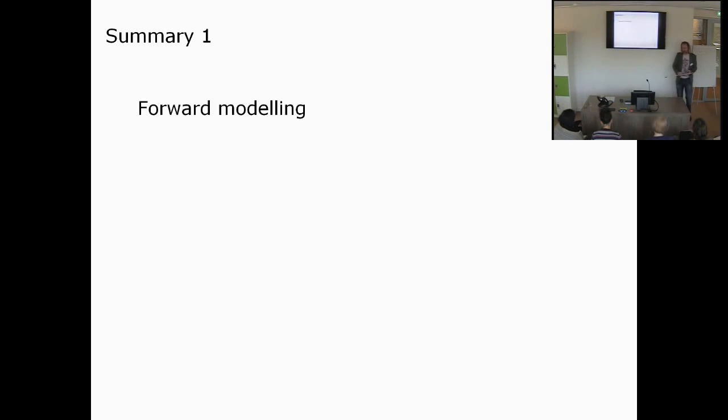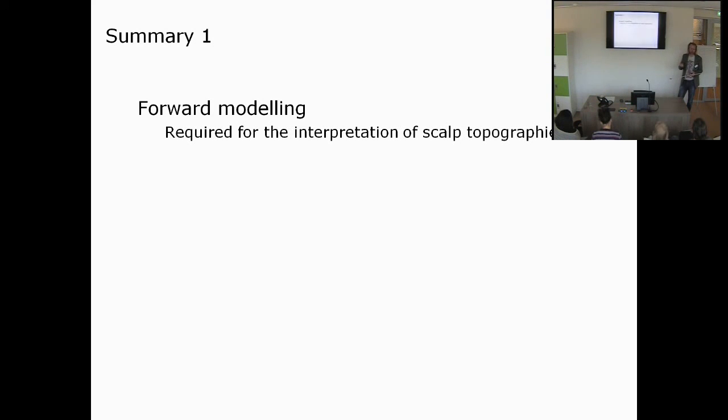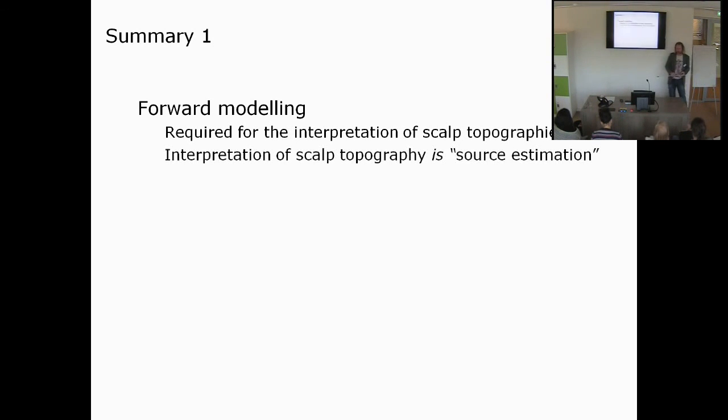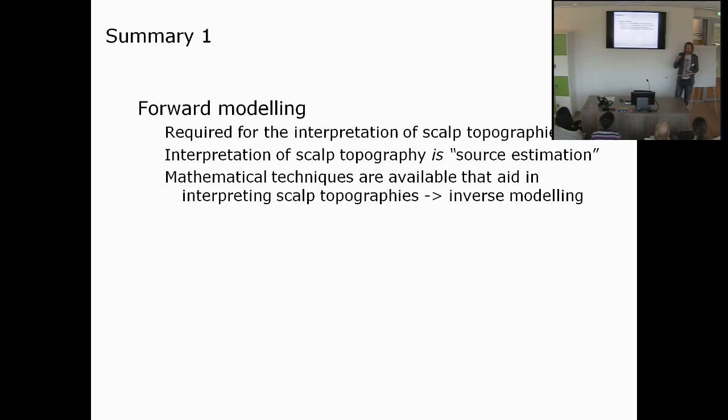So to summarize, I've explained forward modeling. Forward modeling is required for the interpretation of scalp topographies, and as soon as you're going to interpret a scalp topography, then you're basically doing forward modeling. Like if you say, well, I see activity on the vertex electrode, so therefore I assume that the source is at a specific location, that's already source modeling. These mathematical techniques that we have available in forward modeling and inverse modeling aid you in doing this interpretation of the data.